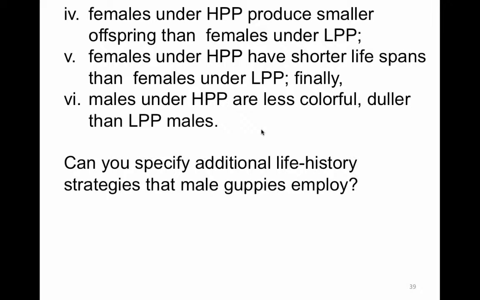4. Females under high predation pressure produce smaller offspring than females under low predation pressure. 5. Females under high predation pressure have shorter lifespans than females under low predation pressure. And finally, 6. Males under high predation pressure are less colorful, duller than low predation pressure males. Can you specify additional life history strategies that male guppies employ?